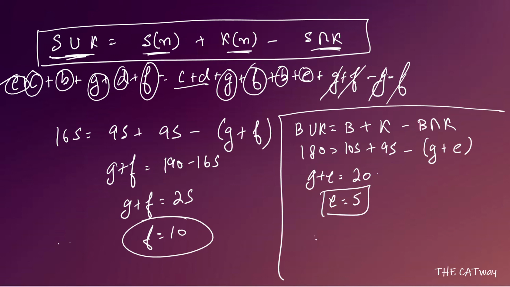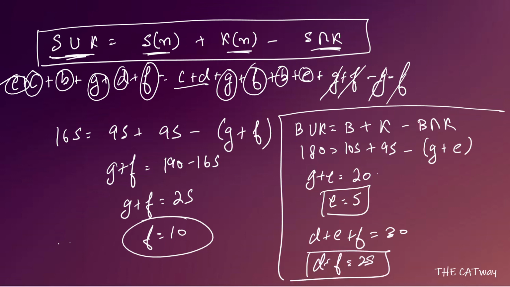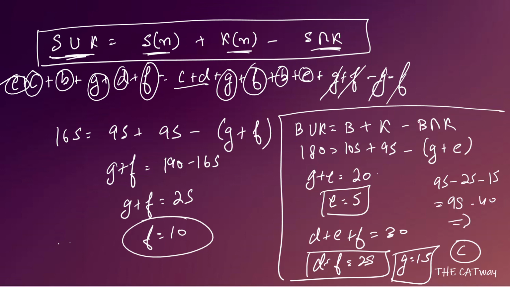So when E is 5, we know that D plus E plus F is 30. So E is 5, so D plus F will be 25. And if D plus F is 25 and we know G is 15, so we know that in Somnath only C is extra included, and including C the total value goes to 95. So from 95 if we subtract 25 and we subtract 15, we get 95 minus 40, that is we get 55 as our correct answer. So for the last question, the answer will be 55.